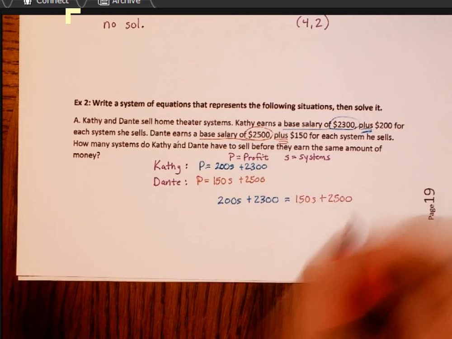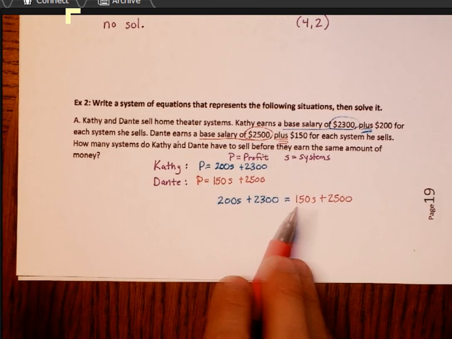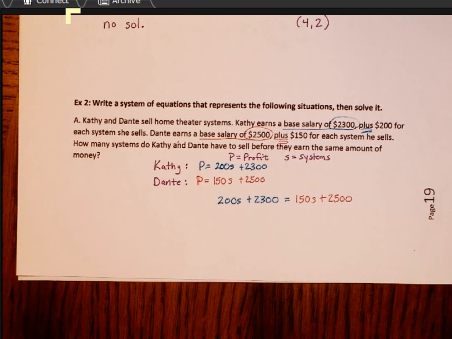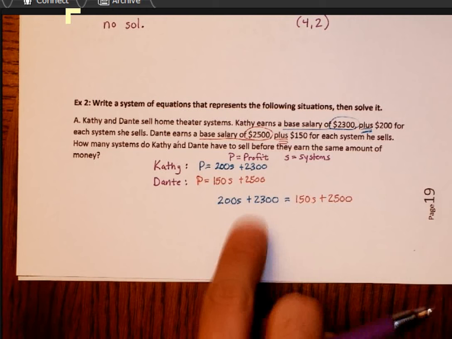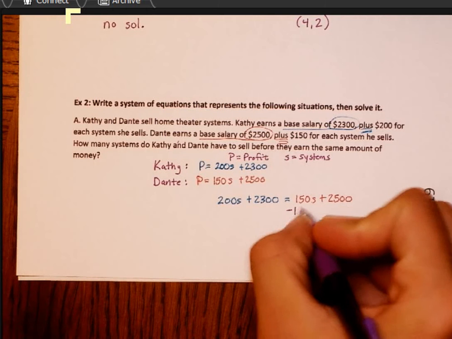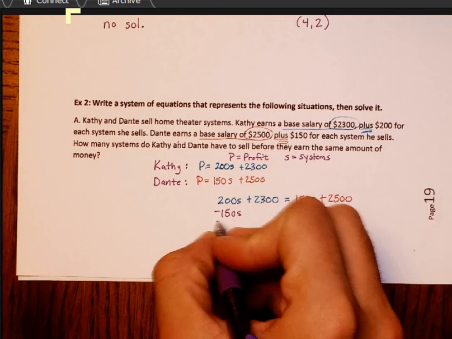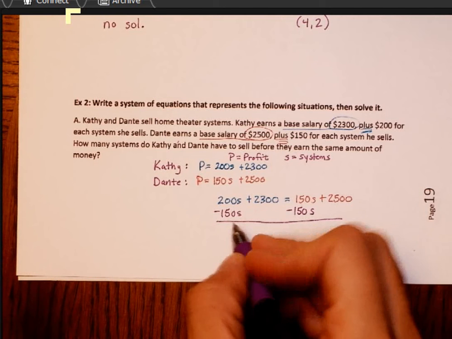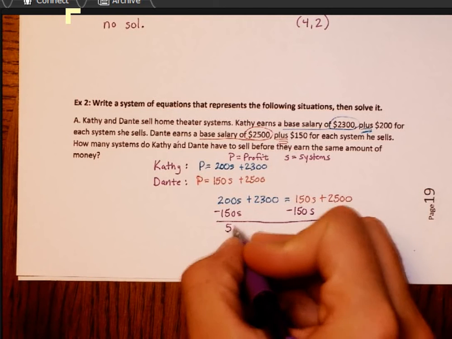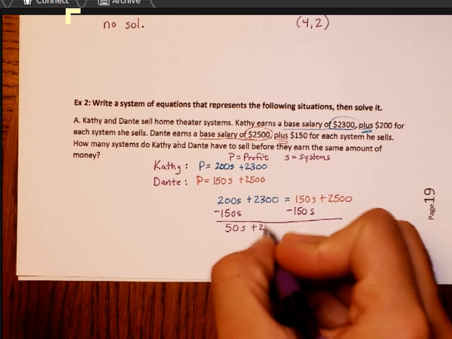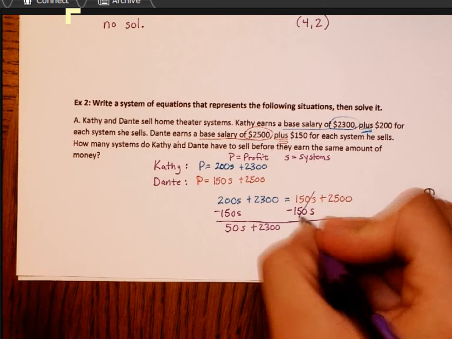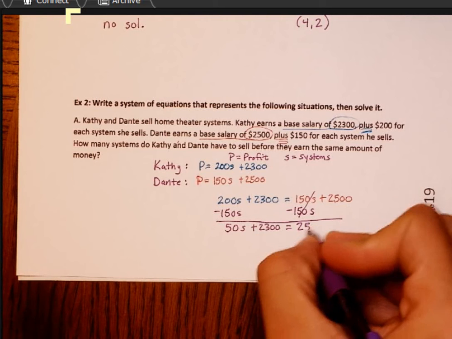So again, 200S plus 2,300 equals 150S plus 2,500. Now I want to get the variables to one side and the numbers to the other side. So I'm going to subtract 150S from both sides. 200S minus 150S is 50S, plus 2,300. That's eliminated. Is all equal to 2,500.